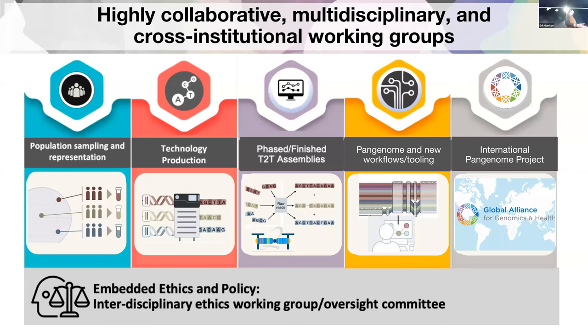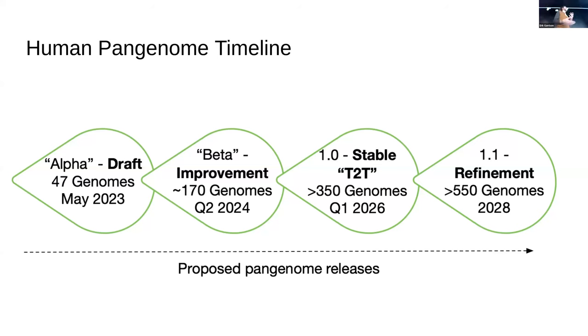I won't belabor this too much, but there's many groups involved, from population sampling to the production of the sequences, to the assembly, to building the pangenomes, analyzing them, and then outreach to try to expand the project so it has more partners and has more people putting their genomes in it and reusing it. And there's an embedded ethics group that works with all the groups to try to make sure what we're doing is beneficial for humanity and the people involved.